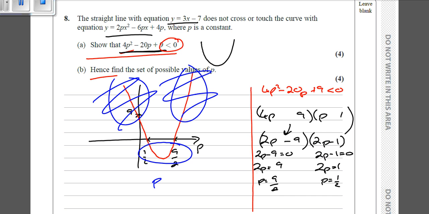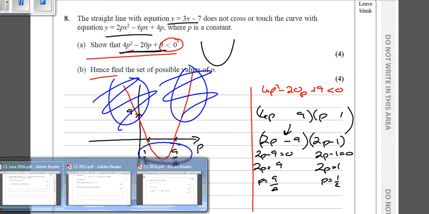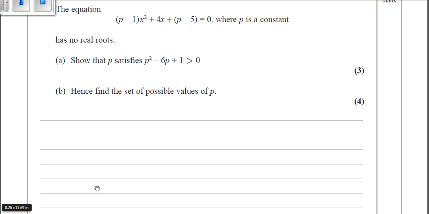And that is where p is less than 9 over 2 and greater than 1/2. So that's it. p is in between: less than 9 over 2 but greater than 1/2. And that's what it was on the 2016 paper. Again, not a question that was done particularly well.